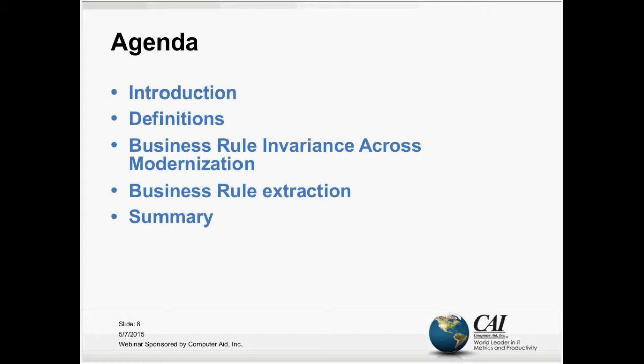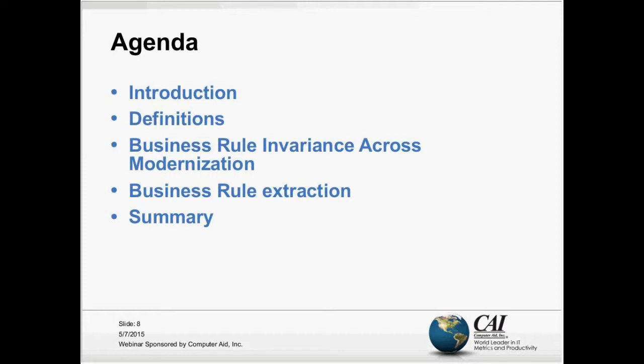I have a fairly straightforward agenda. I want to start off talking about a general introduction to the problem, and then I want to get into some very precise definitions which will allow us to focus in on a solution to the requirements problem. I am going to discuss at some length the whole concept of business rule invariance across modernization, and hopefully I'll be able to make that concept pretty clear.